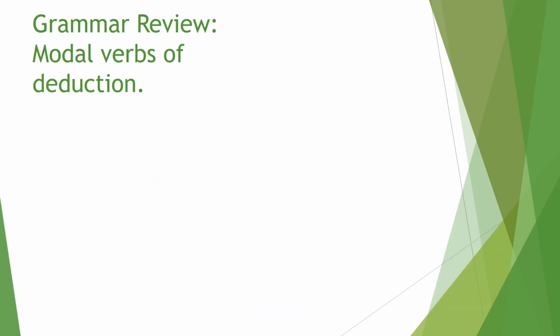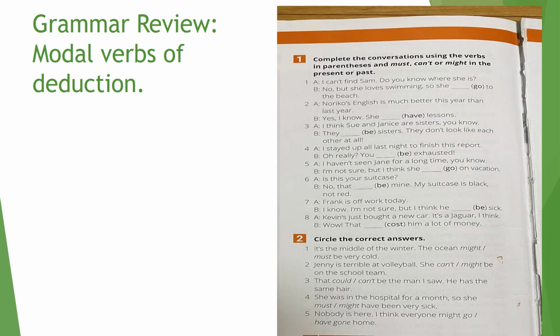So first, let's start with a review of the grammar. Modal verbs of deduction. Hopefully you remember from the last class. This is making guesses with some evidence. Okay, so we're going to use some of the exercises from the book. And part 1. Complete the conversations using the verbs in parentheses, and you have to use must, can't, or might in the present tense or in the past tense.